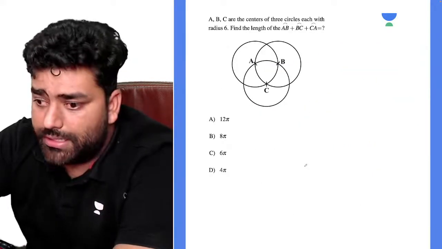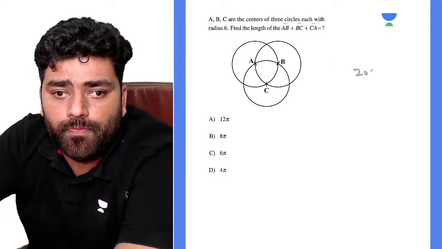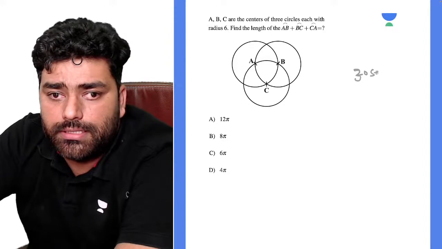Okay, can you try this one guys? Let's say 30 seconds.